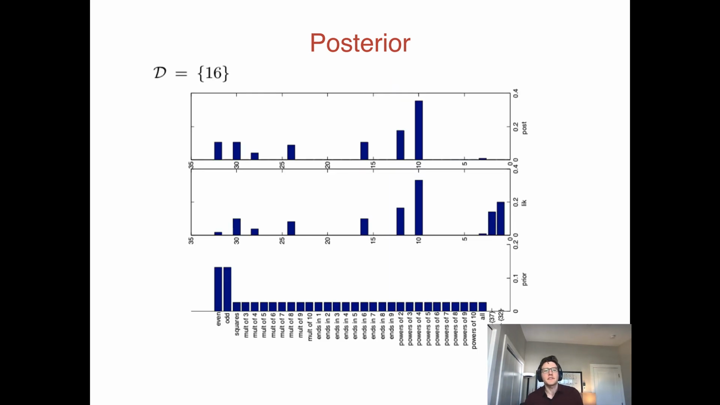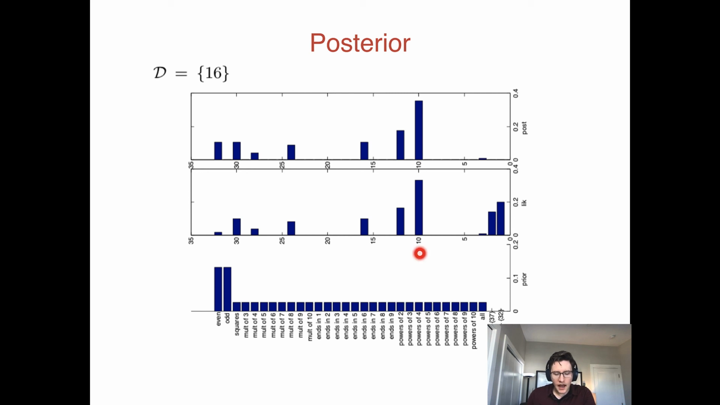Okay, so let's look at a specific example. Let's start with the example of when our data is just the set 16, that is, we just see 16. Again, I'm showing you here our prior distribution over all of these rules on the bottom. Then we have our likelihood, that is, what is the probability of the data, in this case just 16, given all those rules. Note that some of the rules are impossible. It's impossible that the rule is the odd rule because we've seen an even number.